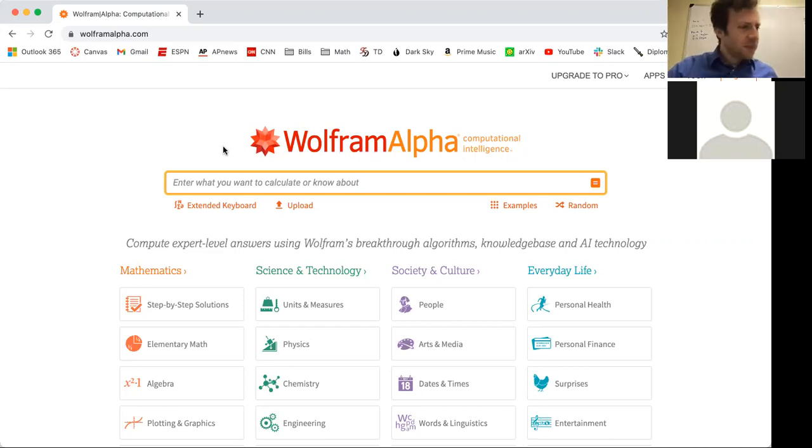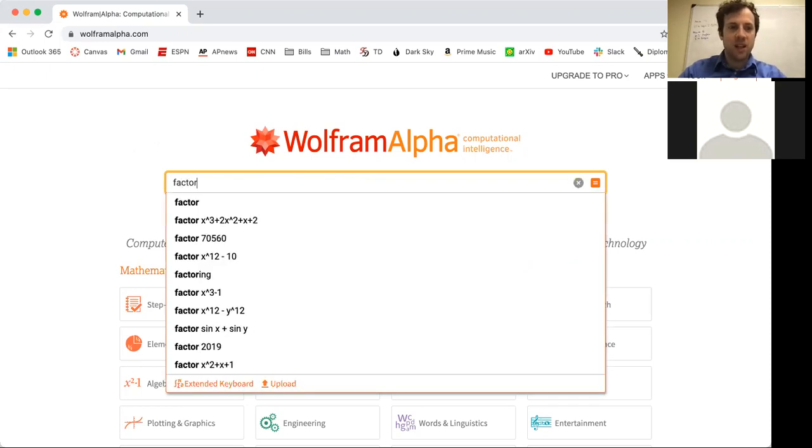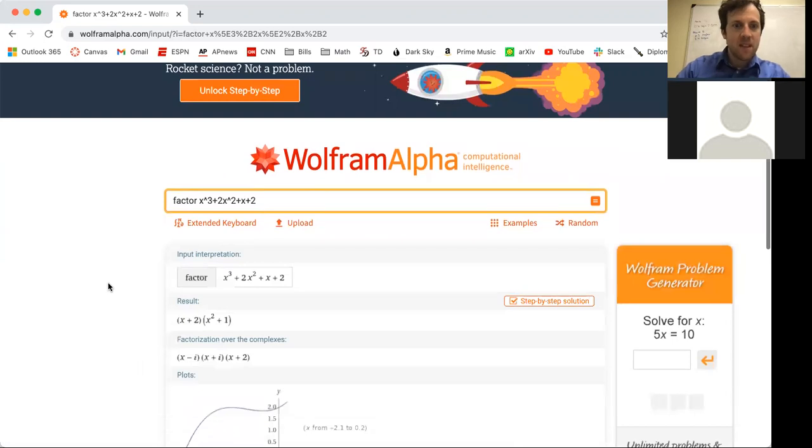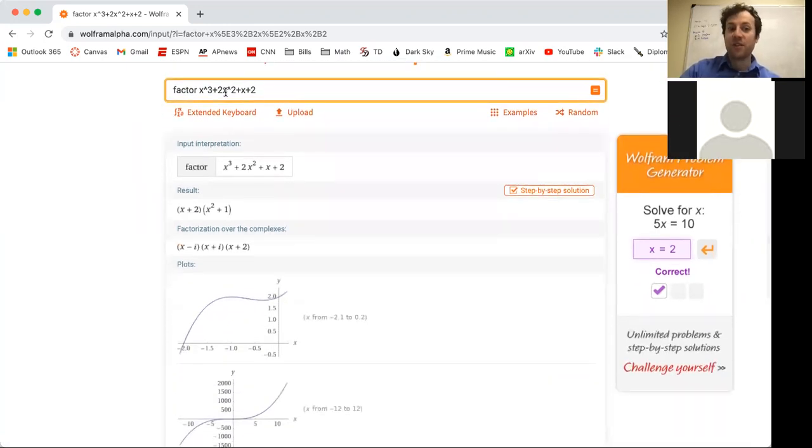So in Wolfram Alpha, it tries to be really natural language. So I can type something like factor a polynomial. I'll pick this one. And what it tries to do is guess or come up with an answer to your question, but also other questions that you might have if you're trying to factor something. So it has the standard factorization, but it also says, well, what if you want to factor over the complex numbers rather than just the real numbers?